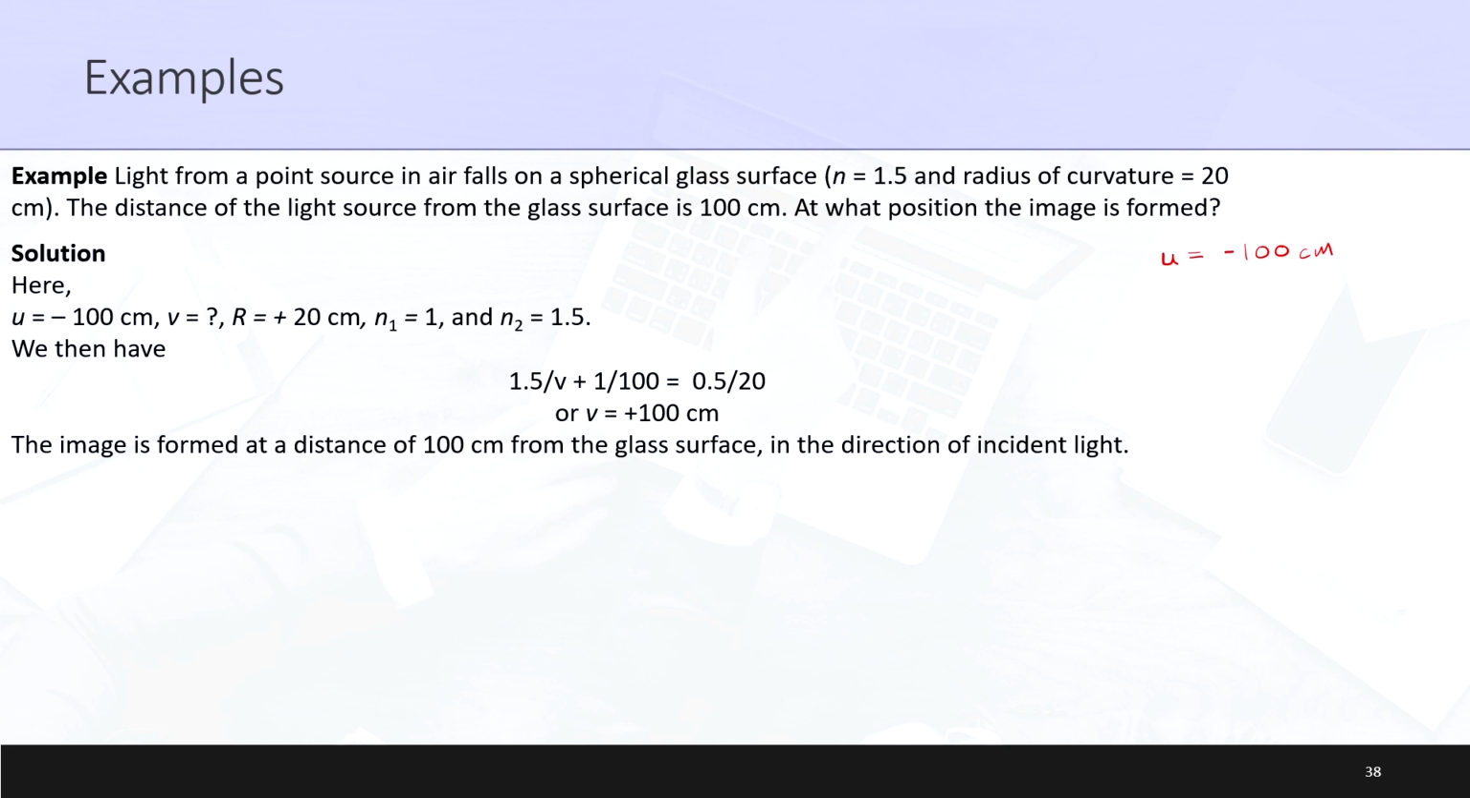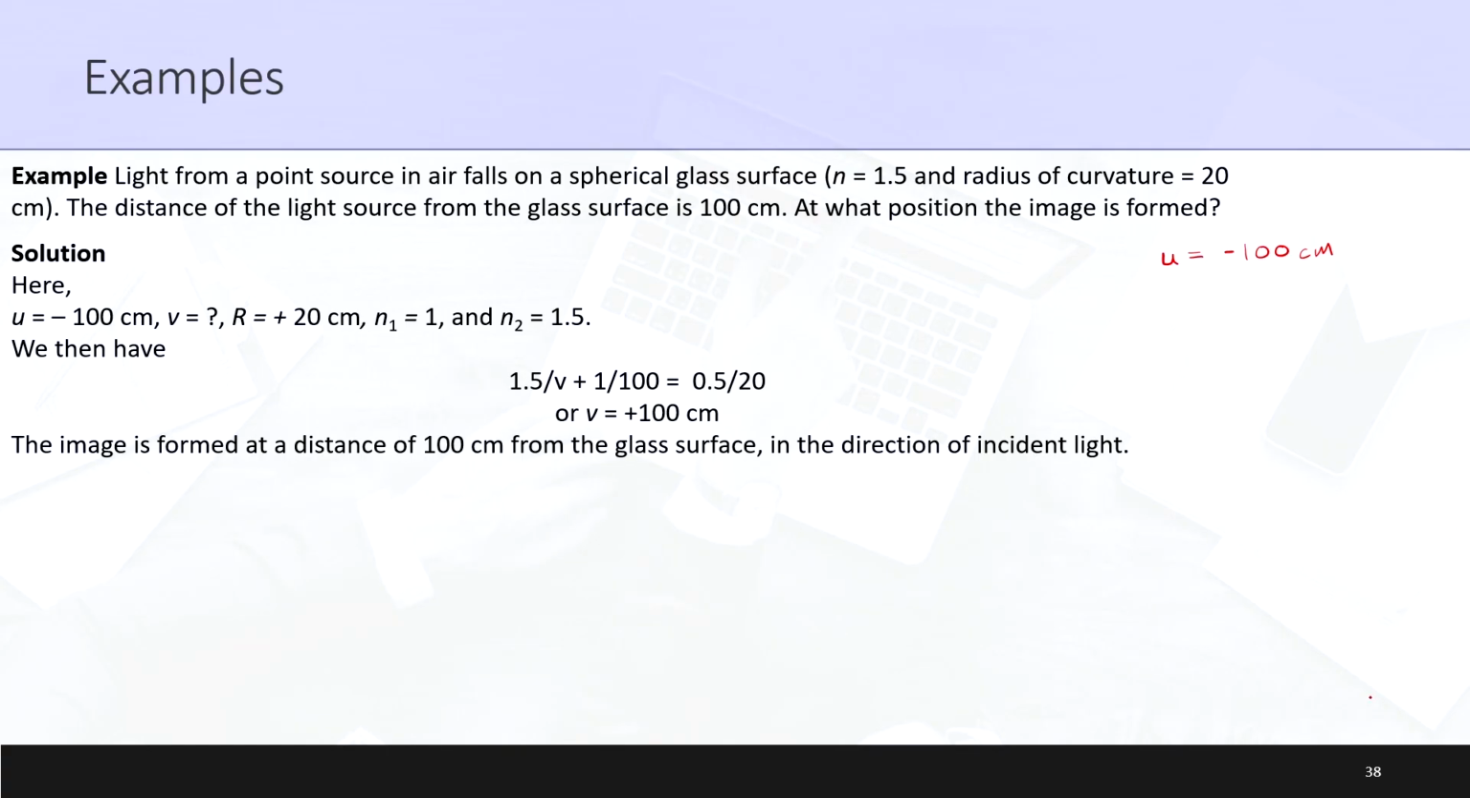In 99% of the cases, u will always be in the negative sense only. Sometimes, if you want to derive it from a virtual image, then that virtual image becomes a virtual object, and then sometimes we have to use the plus sign. So, at what position is the image formed? You need to find out the value of small v here.